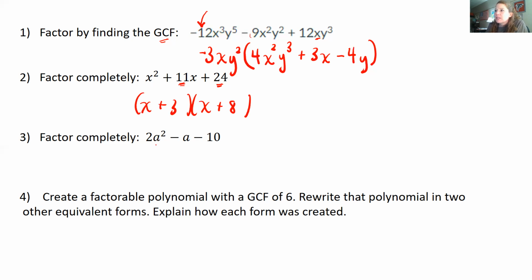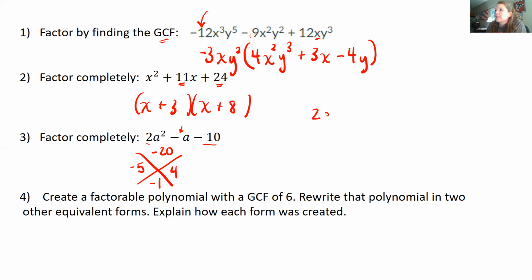All right, number 3, the first thing I'm going to do is see if there is any common factors between all 3 terms, and there's not. So since my leading coefficient is not 1, I'm going to do the AC method where I multiply 2 times -10, and I get -20. And then I want 2 numbers that multiply to give me -20, and add to give me -1. Think of all those factors, and it's -5 and +4, right?